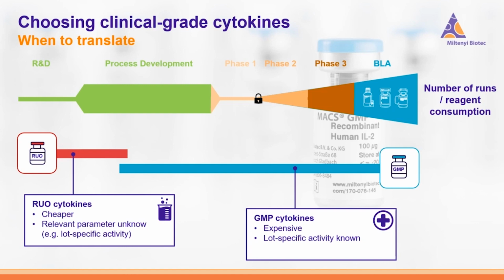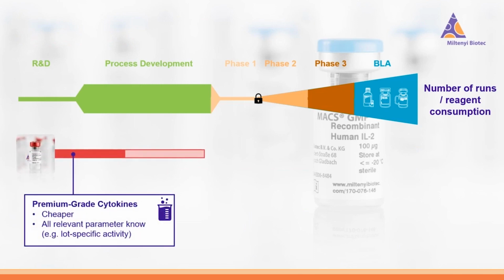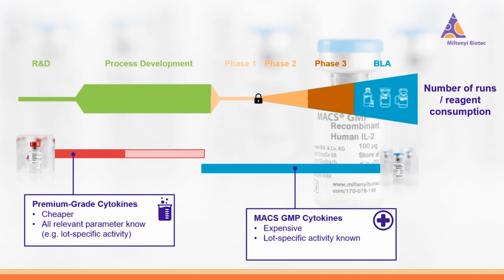Yeah. But what you can do is, if you, for example, go with our premium-grade cytokines, because if you might remember the first webinar, Miltenyi is the only supplier where you will get the lot-specific activity. You can actually extend the use of research use only cytokines a lot deeper into the process development, because you know all the relevant parameters. Yeah?